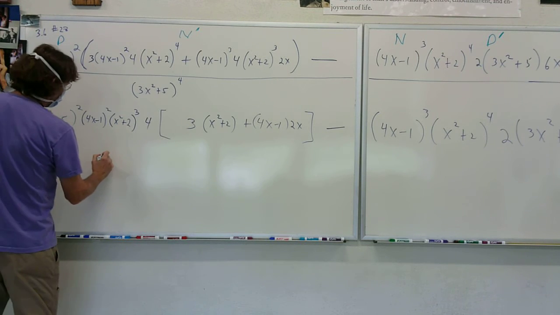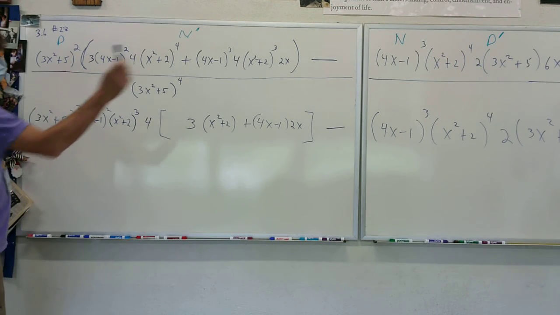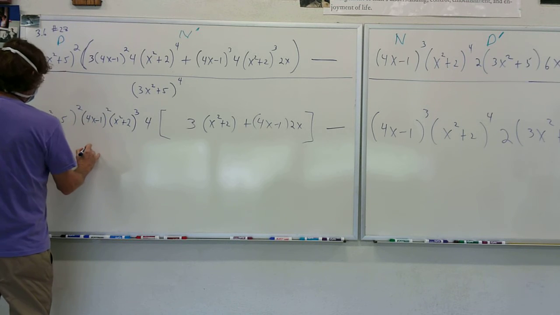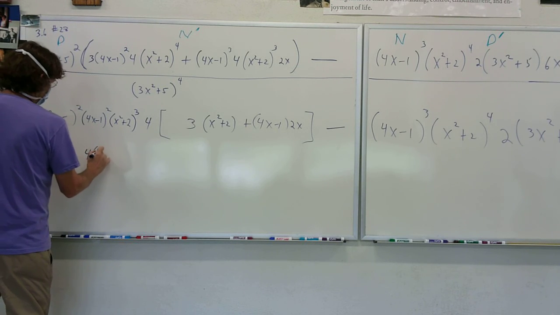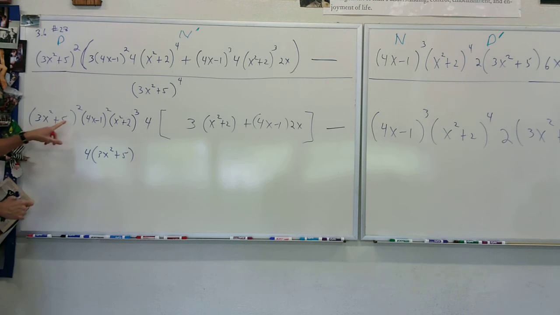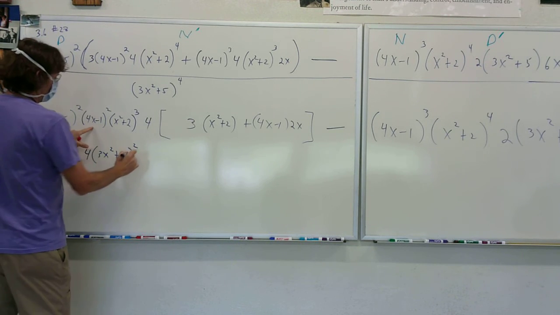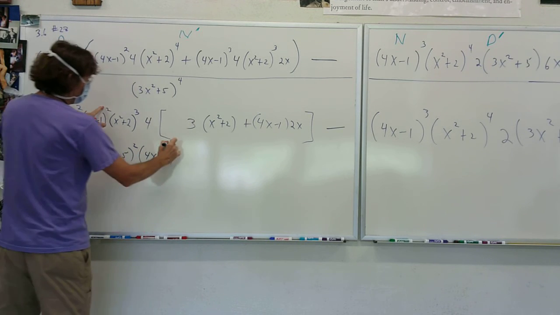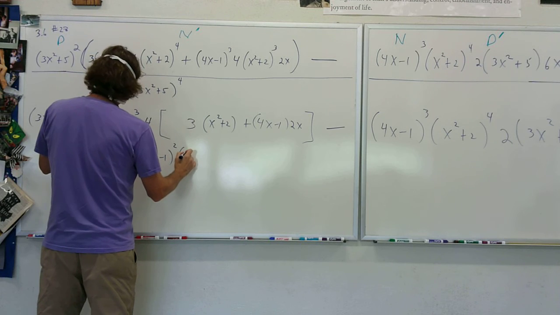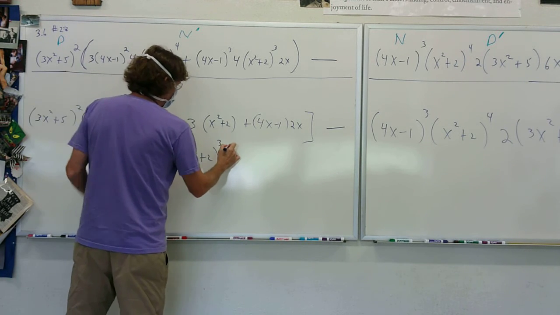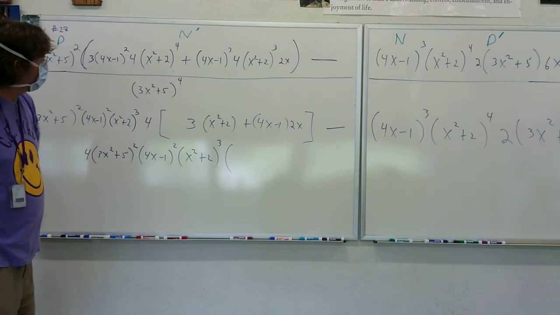I'll write down my 4 in the front. Oh, y'all do know there's a big denominator under there, right? Okay, I'm going to leave it off for a few minutes. I'm not supposed to do that, but I am. Okay, so I've got 4, 3x squared plus 5 squared, 4x minus 1 squared, x squared plus 2 cubed, and then everything in the brackets I'm going to simplify down.